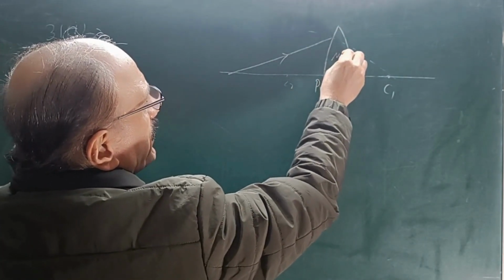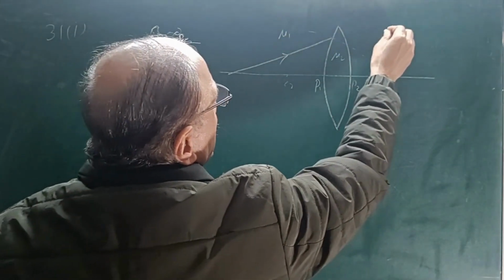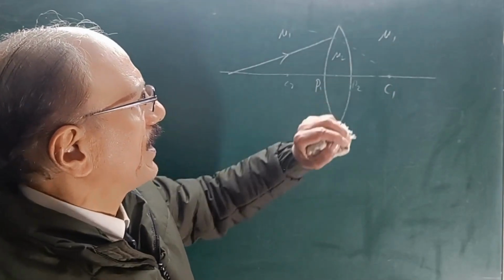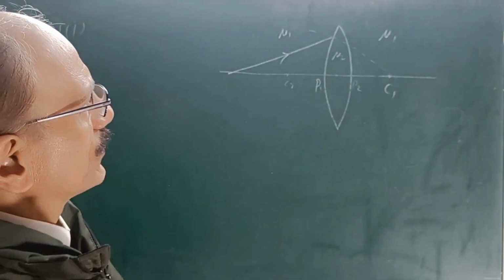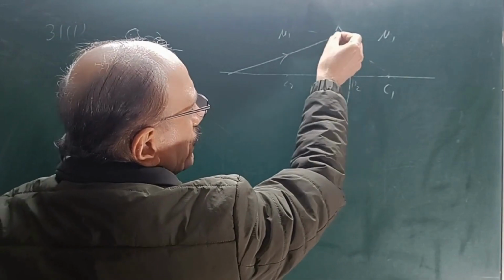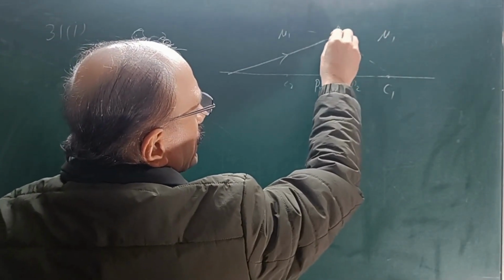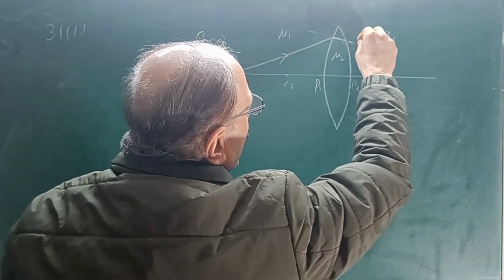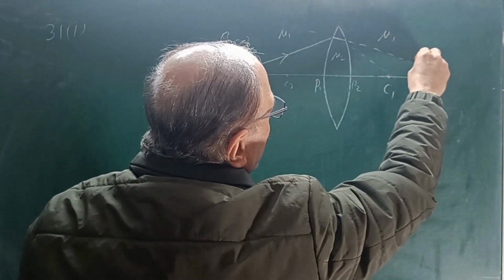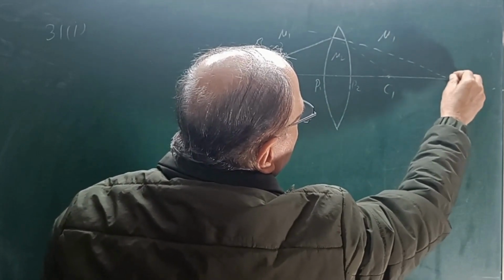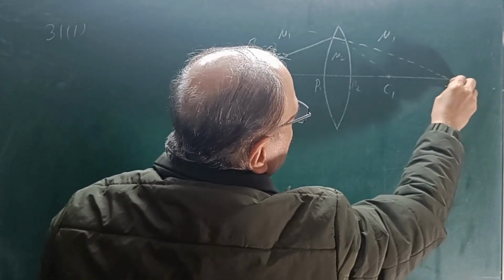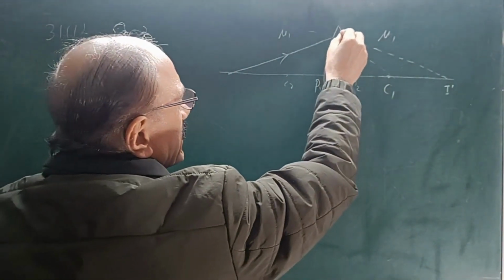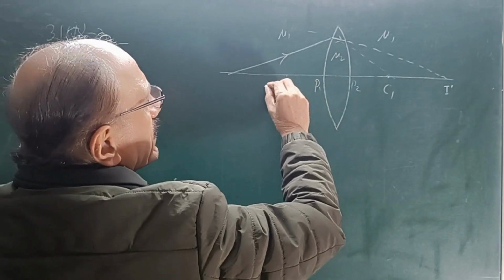Because this is the denser medium and this is the rarer medium, mu1. So this is air, this is glass and this is air. So this is denser, so it will bend towards the normal. Towards the normal means this side. It will just meet at this point if this surface is not there.